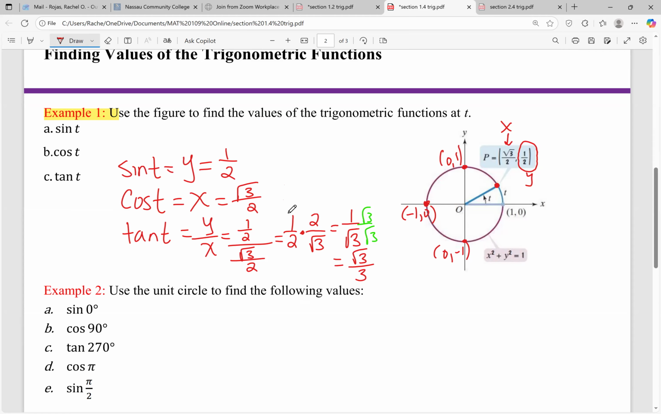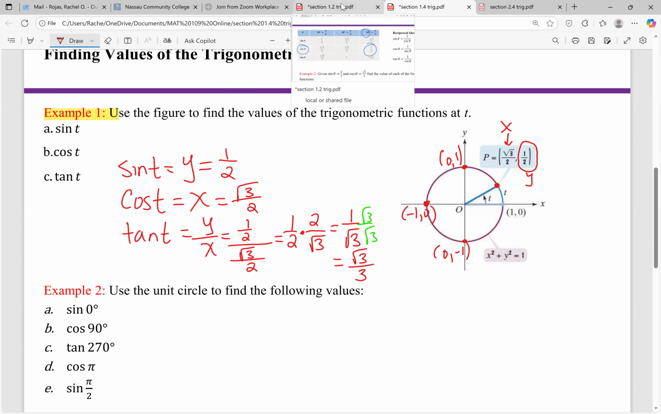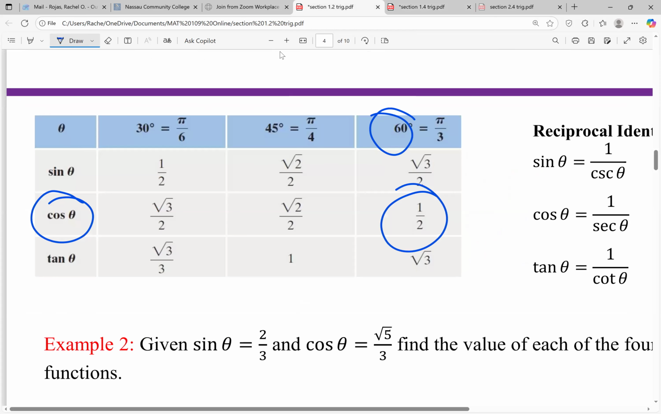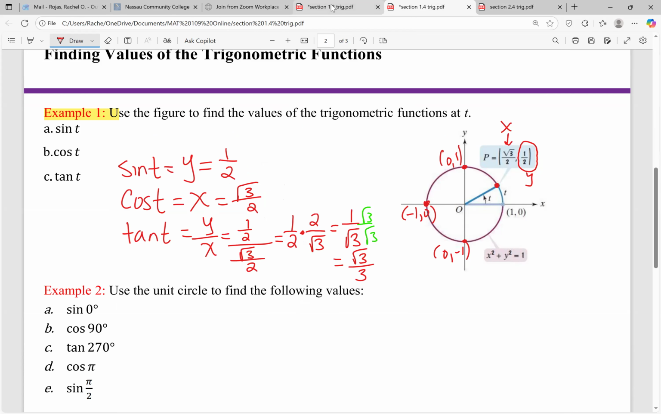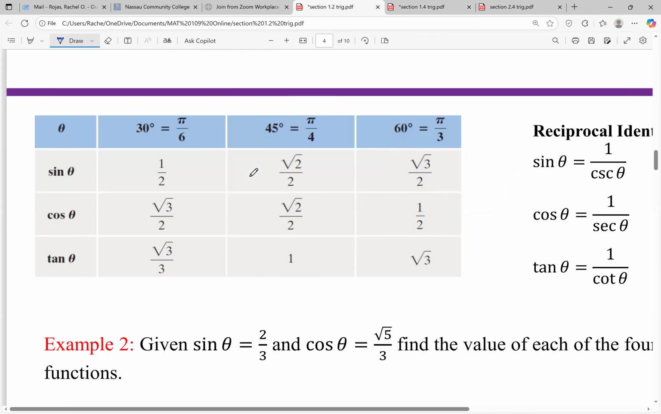These values should look familiar. So I'm going to share my screen and go back to the section 1.2 worksheet. So remember this table. You see how we have in this case, the sine of t is equal to 1/2, and the cosine of t is equal to radical 3 over 2. And the tangent was radical 3 over 3, right? Aren't these the values that we just got that I just circled for sine, cosine, and tangent?